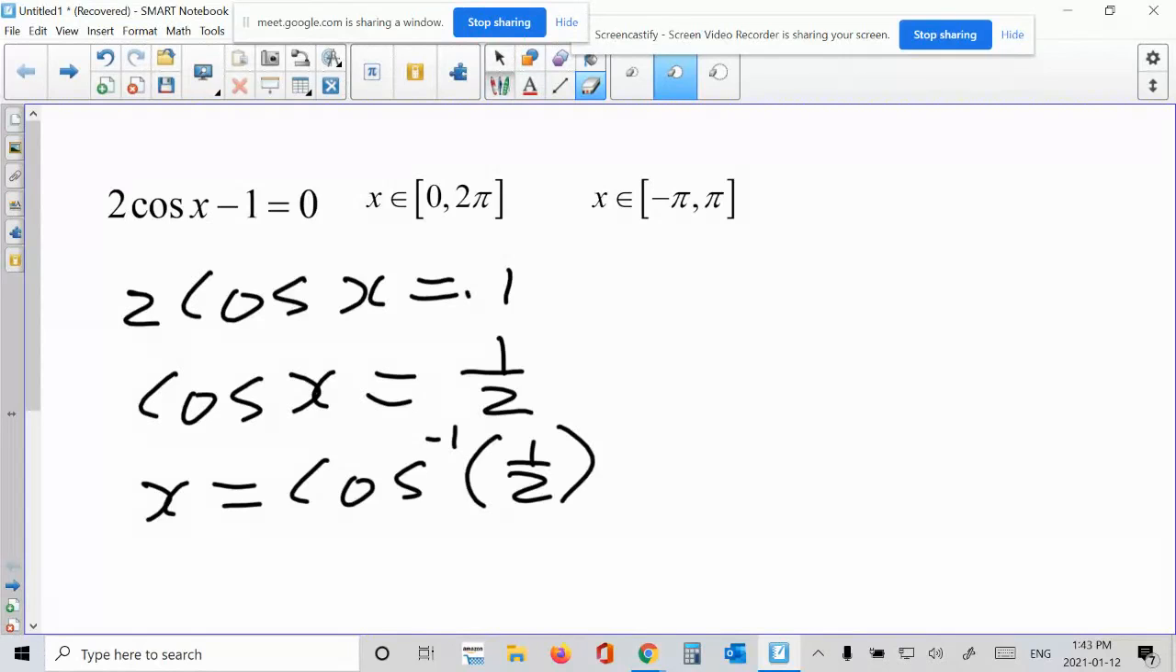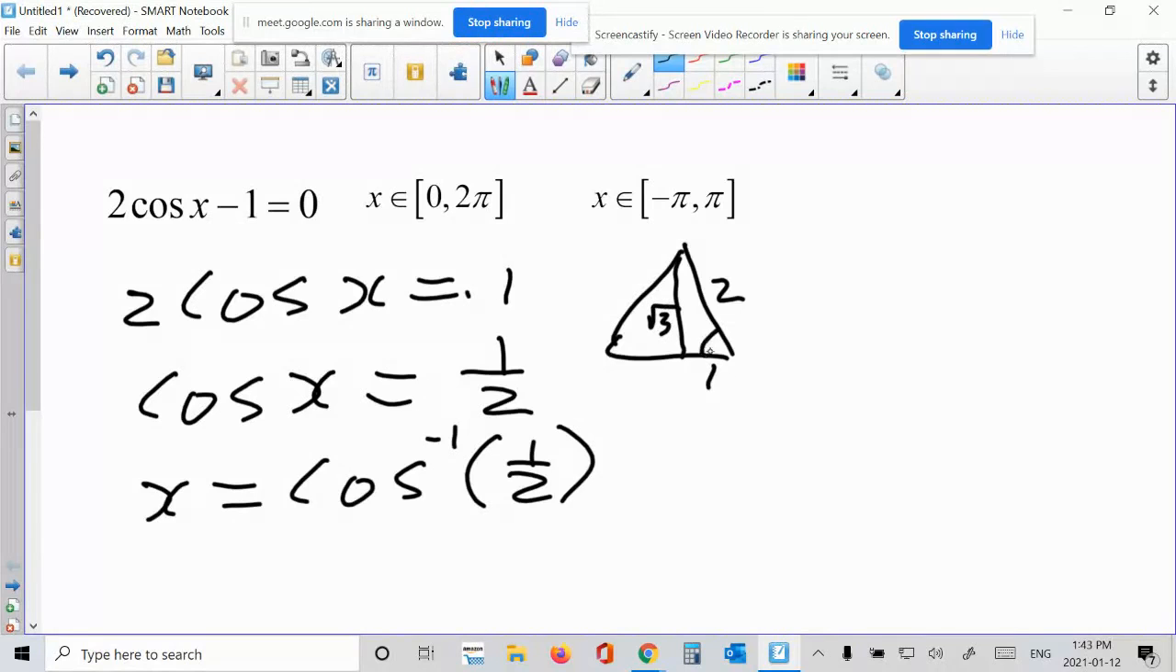So here's my triangle, which is 2, 1, square root of 3. This angle down here is my pi over 3. This angle up here is my pi over 6. So the question is, which angle for cosine gives us a half? Well, it's this angle right here, the pi over 3, if you think about it, because the cosine of pi over 3 is adjacent over hypotenuse.